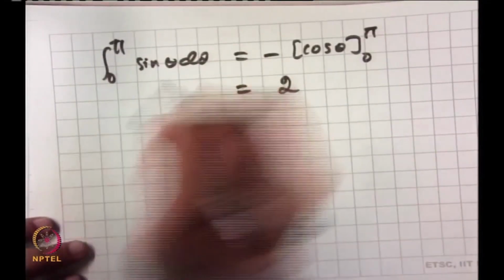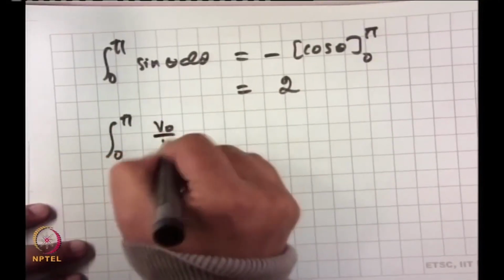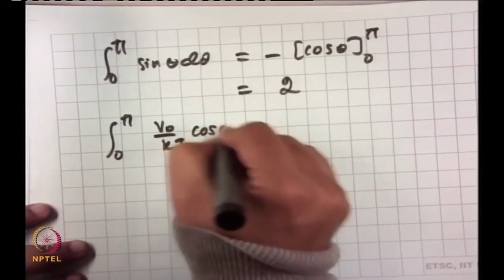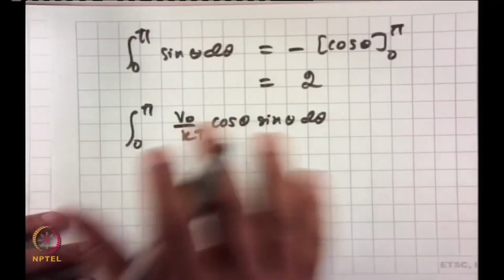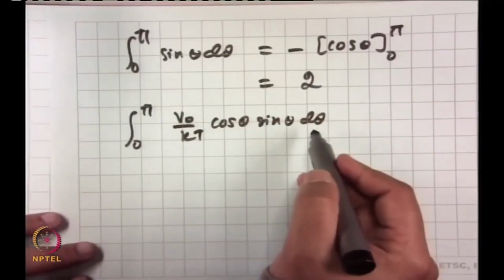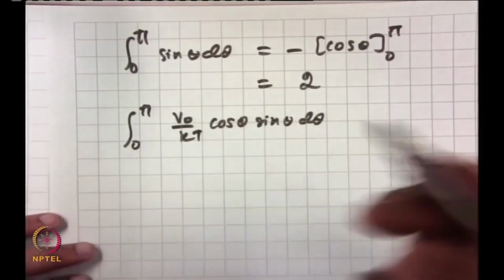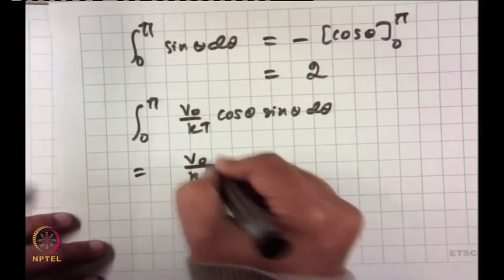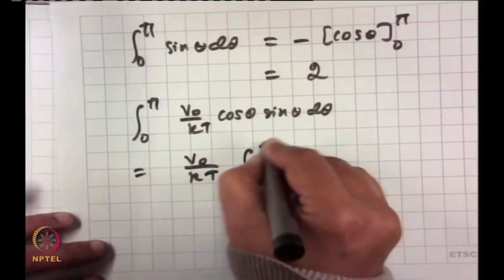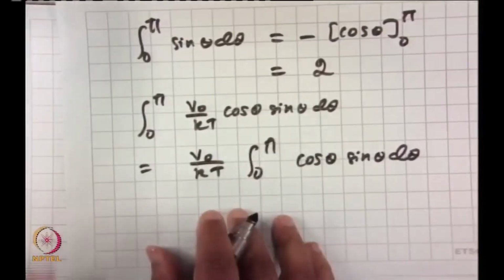Let us look at the other one, it is also very easy. The other one I am looking at is 0 to pi V0 by kT, okay, cosine of theta sin theta d theta. V0 by kT is a constant, right, because we are integrating over theta. So though V0 has the term r, it does not matter to us because we are not even integrating over dr, we are doing an angular orientation averaging, right. So r essentially is a constant. So then I can write it as V0 by kT, obviously kT is also a constant, 0 to pi cosine of theta sine theta d theta.